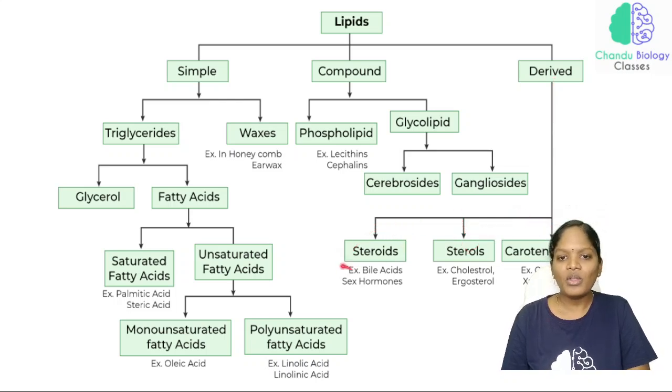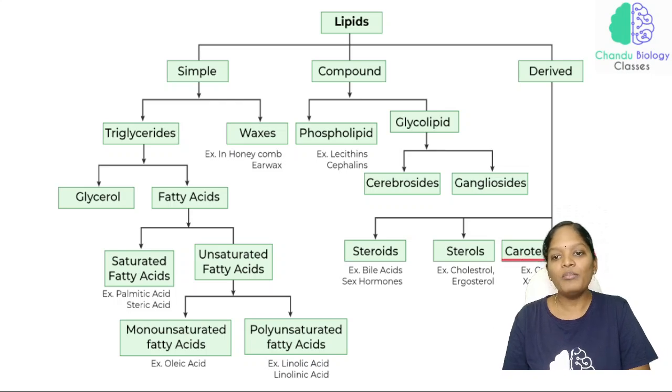What is the difference between the steroids and the sterols? Steroids are nothing but lipid hormones, and sterols are of different types. One major type of sterol is cholesterol, and another is ergosterol. The sterol present in animals is called cholesterol. The sterol present in fungi is ergosterol. The sterol present in plants is stigmasterol. All these are the types of sterol.